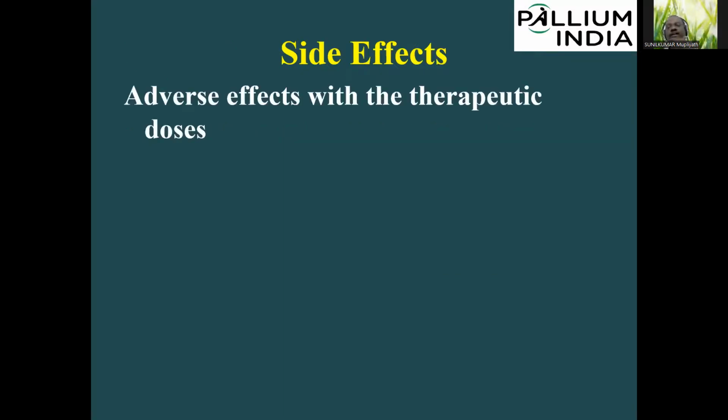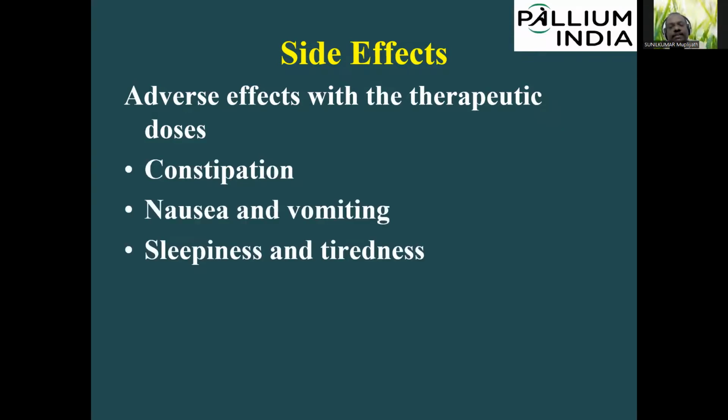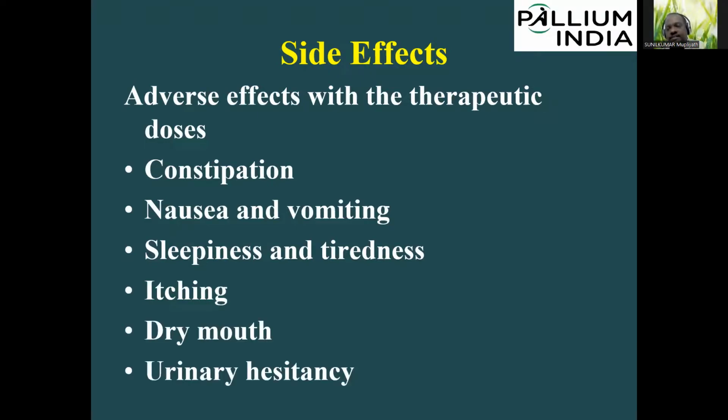Okay. So now I am moving on to the adverse effects. What are the adverse effects? Adverse effects can be divided into two: side effects and toxic effects. So what are side effects? These are adverse effects with the therapeutic doses. I'm going a little faster. Constipation, nausea, vomiting, sleepiness, and tiredness. These are the common side effects. Itching, dry mouth, and urinary hesitancy. These are the rare side effects.